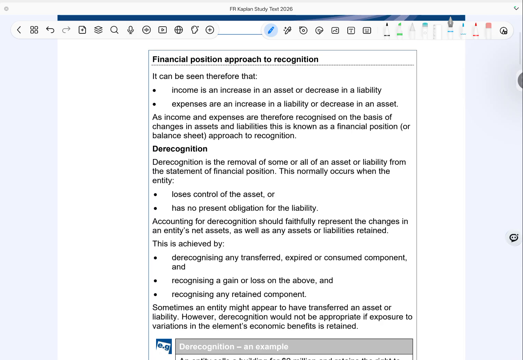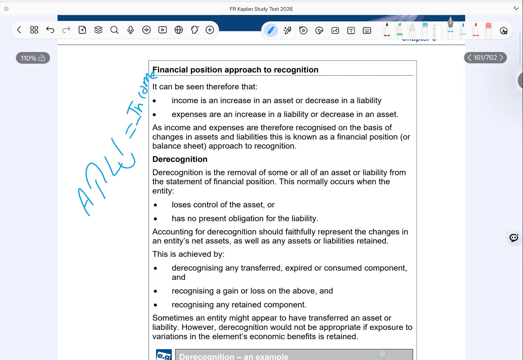Sorry, I earlier said a wrong statement. If assets increase and liabilities decrease, it leads to income. Okay, I said it wrong earlier. And if assets decrease and liabilities increase, it results in expense.